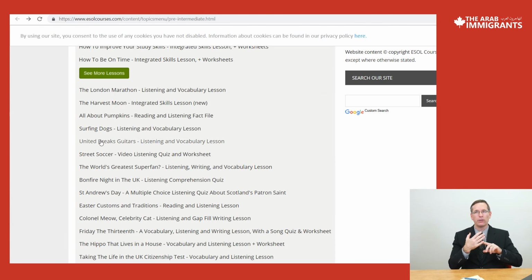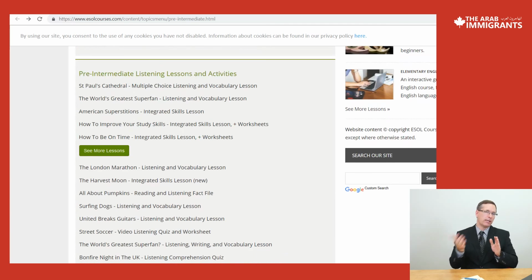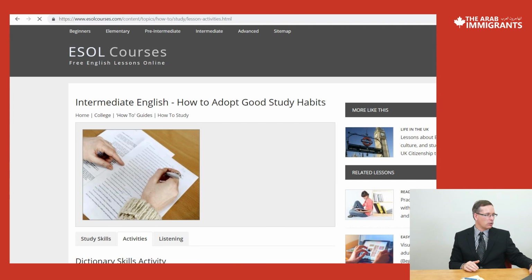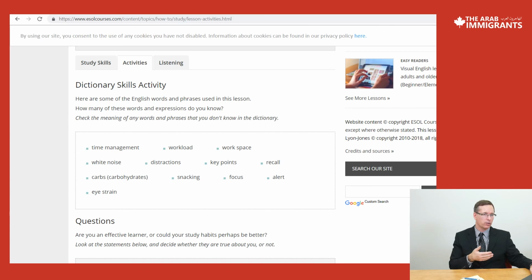click on how to improve your study skills, let's look through this, because it's going to take us to several different pages. It's like looking through pages in a book. Okay, so on the first page it says how to adopt good study habits, and as I look down it gives me some vocabulary, so dictionary skills activity, and it talks about some questions. This is not listening, this is just introducing you to the words and to some questions to think about.